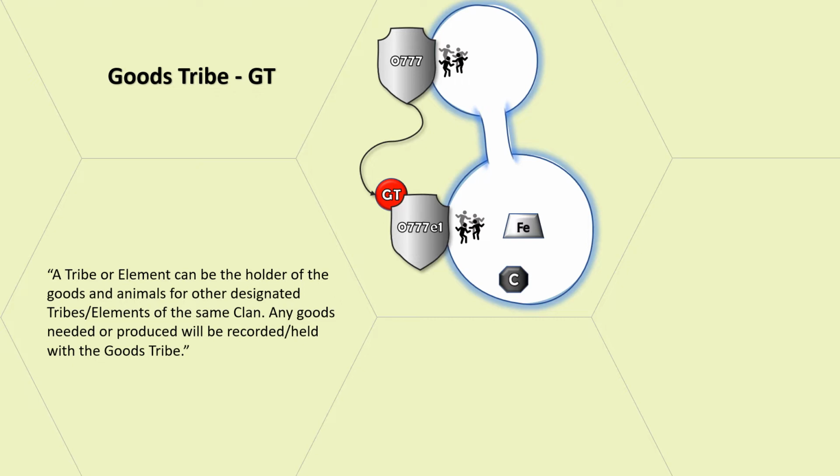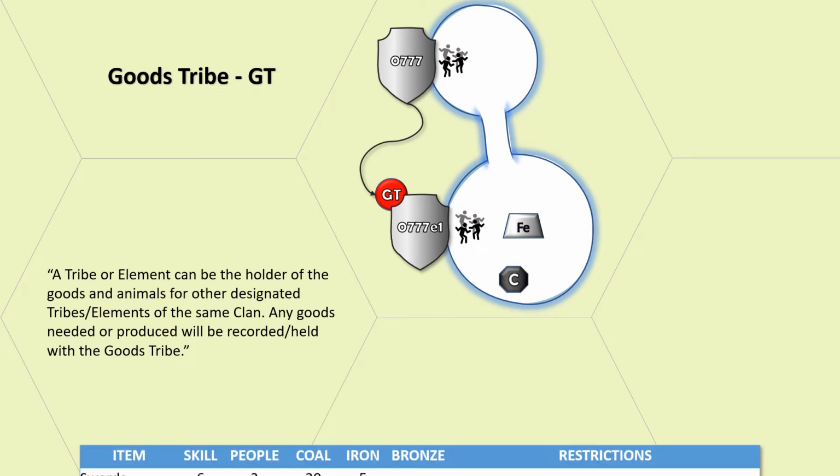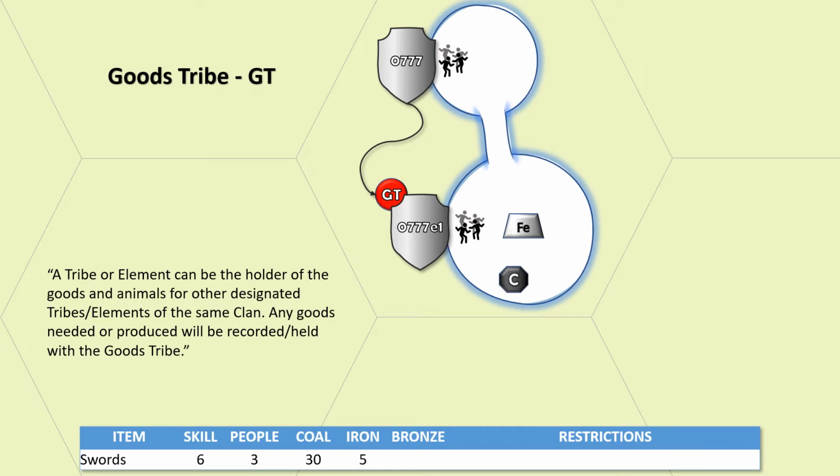So now the tribe at the top has got access to any of the goods within the inventory at the bottom. So, for example, if we wanted to make some swords, we need skill in weapons of 6. We need 3 people per sword. We need 30 coal per sword and 5 iron per sword.